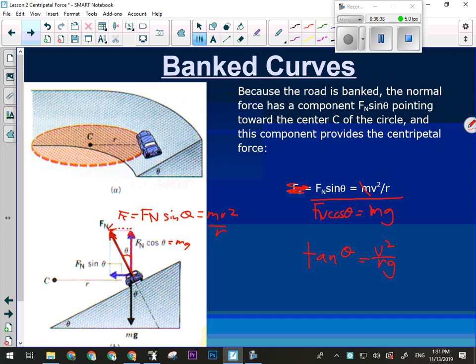Now, a bank corner can only be banked until it becomes vertical. We have to go pretty fast, like really fast, if you wanted to stay on a vertical wall while going around in a circle. None of you have ever ridden a gravitron. You get inside and it spins you really fast, so fast that you stick to the wall and can't fall down. That's that situation. How fast do you have to be spinning?